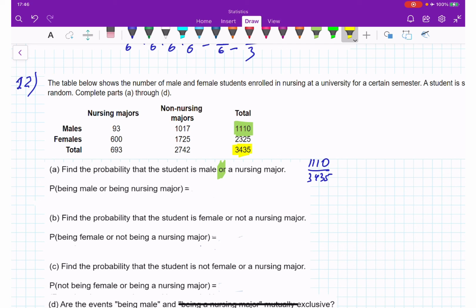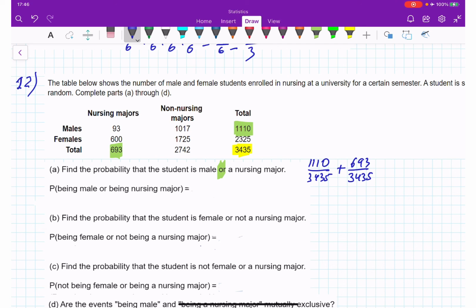Next, it says "or". So I'm going to add. What is it asking next? Nursing major. How much is my total nursing major? 693, correct? So I'm adding 693 over 3,435. And what is interesting here?